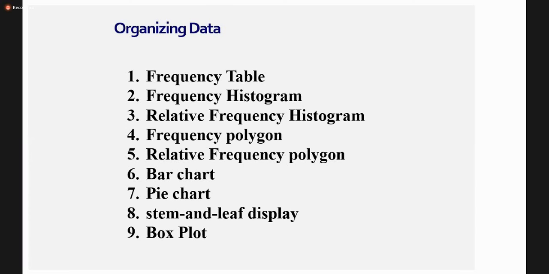So now it is time to present your data. This is one of the aspects of biostatistics, to present data. You can present your data in tables. You can present your data in charts such as histogram or other types of histograms such as frequency histogram or frequency polygon. There are many other types of charts such as bar charts, stem and leaf display, and box plot.